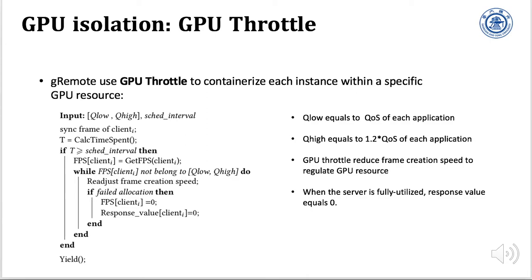On the rendering side, gRemote puts forward a GPU throttle to containerize each instance within a specific GPU resource. As we discussed before, only two functions belong to GPU workloads: pipeline creation and pipeline rendering. The speed mismatch between these two workloads makes the GPU use more cores to cover until the entire chip is fully utilized. Thus, based on saving CPU resources, gRemote regulates frame creation speed to limit each application within a certain GPU usage. When the server is fully utilized, the response value is set to 0 to notify the client side to wait for other applications.